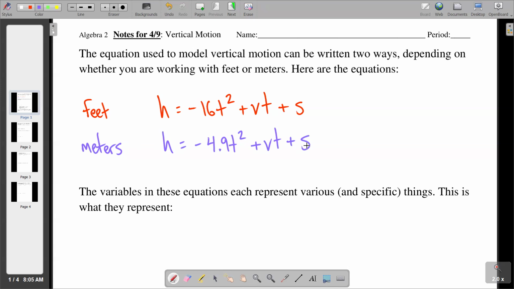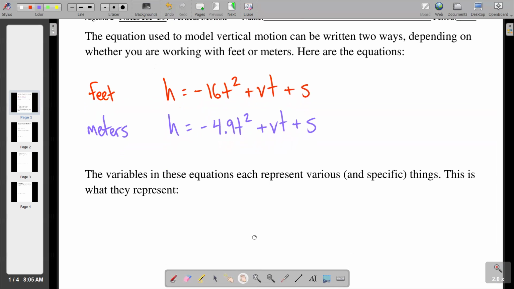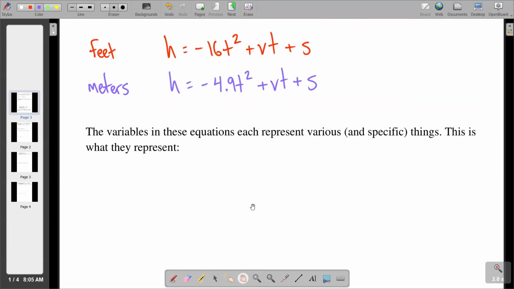Pretty easy to remember. The only thing that changes is the gravitational constant. So feet are negative 16, meters are negative 4.9. And those numbers are spot on half of Earth's actual gravitational pull. So let's talk about the variables. I have a second section here, and you could use a page like this on a quiz. You wouldn't have to copy this over. If I make you a notes packet, you can use it.